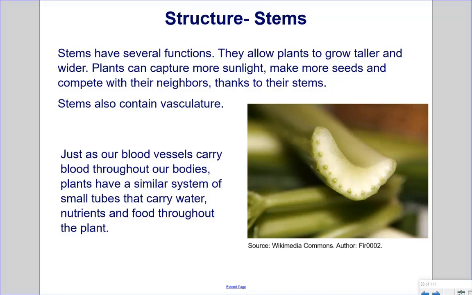Stems also contain vasculature. Just as our blood vessels carry blood throughout our bodies, plants have a similar system of small tubes that carry water, nutrients, and food throughout the plant. In plants, this is called vascular tissue. In humans, blood vessels are referred to as the vascular system.